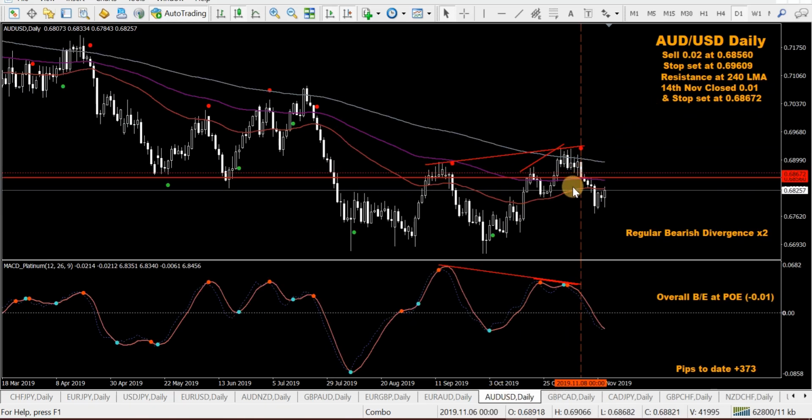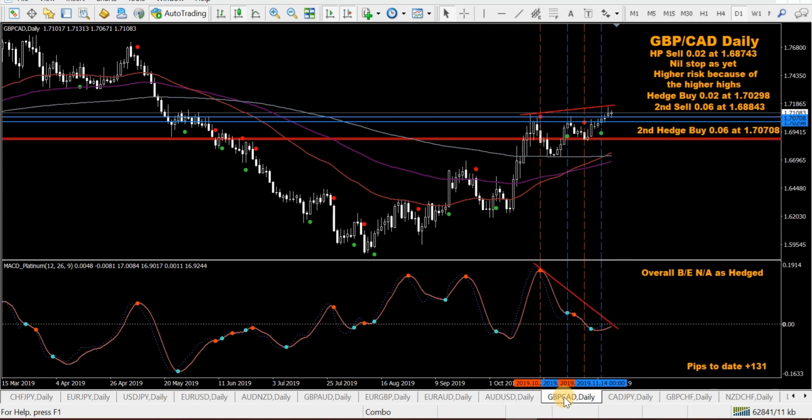Aussie USD took a sell last week, went down. I've already closed half. Yeah, there's just a couple of pips there, nothing to get excited about. Then we had this big move down. I thought, damn, wish I hadn't closed half. But now it's starting to head back up again. So stop in place. If I get stopped out in the next 5 minutes, overall break even on that trade. But it's not setting the world on fire. Pound CAD.